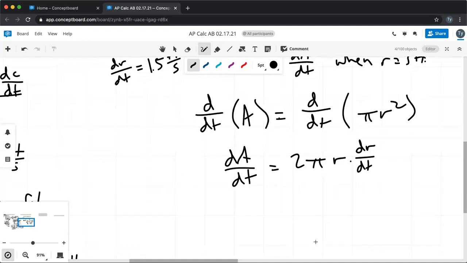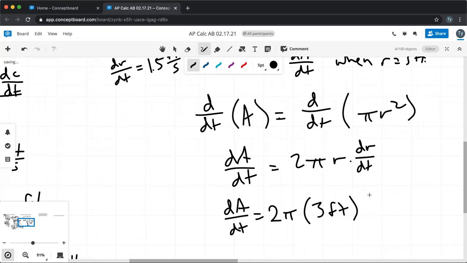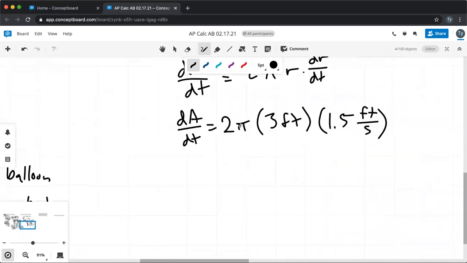All right, and now we just input the stuff we know. So we are trying to find dA/dt. We know that's equal to 2 pi times, well, we care about this when r is 3 feet. And we know that the rate of change of the radius, dr/dt, is always 1.5 feet per second. Okay, and then we just multiply this out. 2 times 1.5 gives us 3, times 3 is 9, times pi is 9 pi.